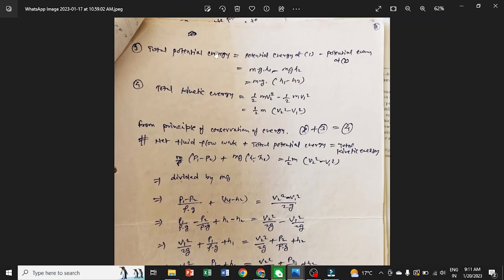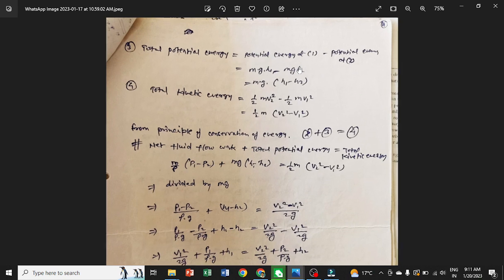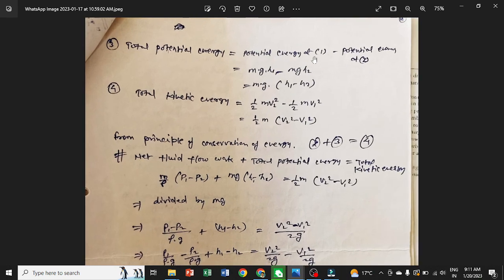Let us take the potential energy as the third point, third equation. Potential energy at section 1 and potential energy at section 2. It means potential energy at entrance and potential energy at exit. We all know potential energy is always mgh, where h is the height. So mg is common, and h1 minus h2 will be the product. So it will be finally mg(h1 minus h2). This is the potential energy.